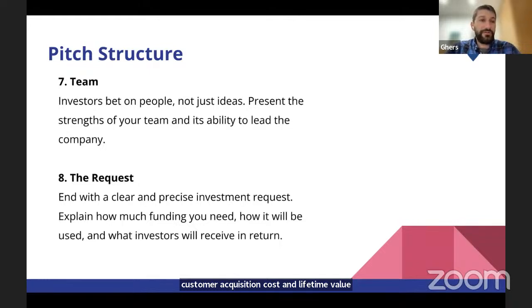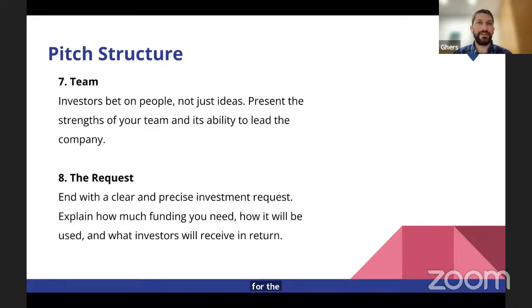As I was saying, one of the most important slides on the pitch structure is the team. It is well known, almost a cliche, that investors bet on people and not just the ideas. The point here is that you have a group of people that are aligned and have the skills necessary to lead the company to its success. And to finalize this, we also think that you should close with a request for the listener.